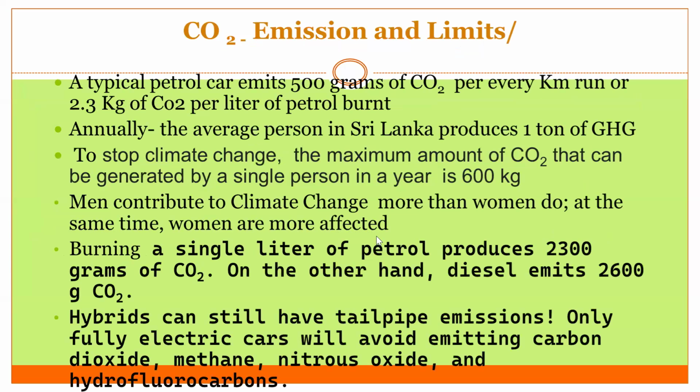CO2 emission and limits. A typical petrol car emits 500 grams of carbon dioxide per kilometer run, or 2.3 kilograms of CO2 per liter of petrol burnt. You can calculate your car's carbon footprint, there is a formula. You go online and check, but this is the average. Sorry, 2.3 kilograms of CO2 per liter of petrol means about 2.3 kilograms per 8 kilometers. So if you travel 100 kilometers, it will come to around 17 kilograms.